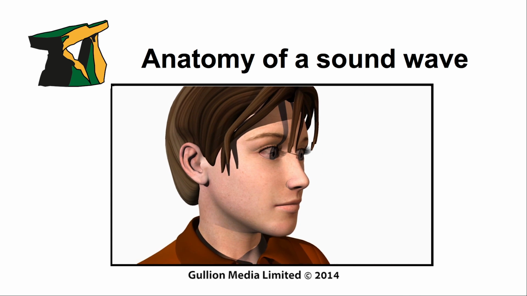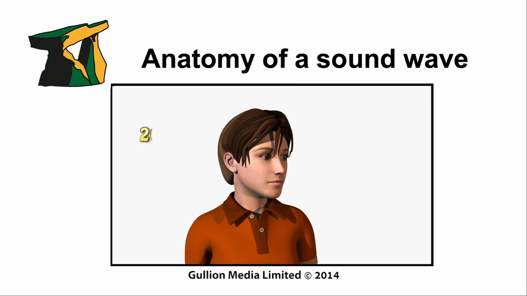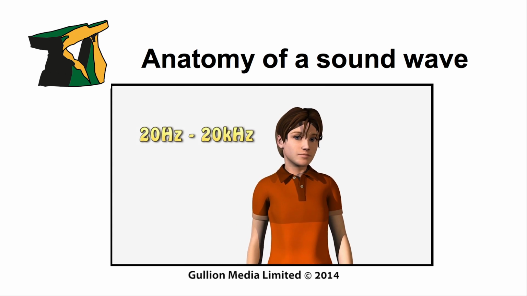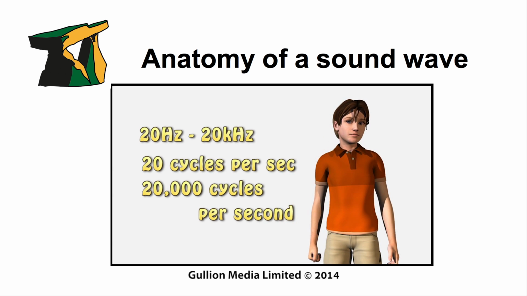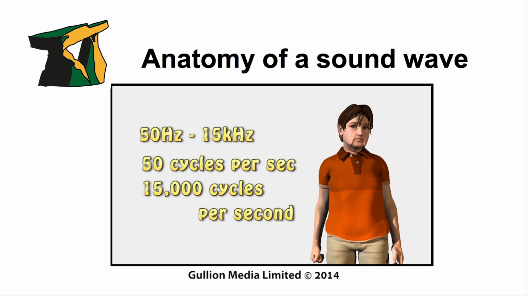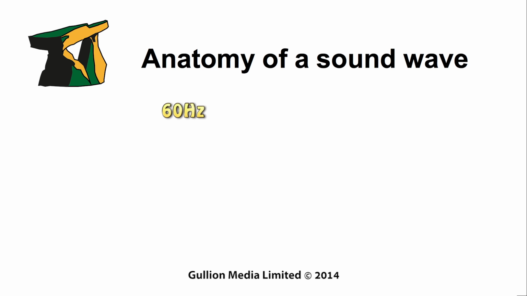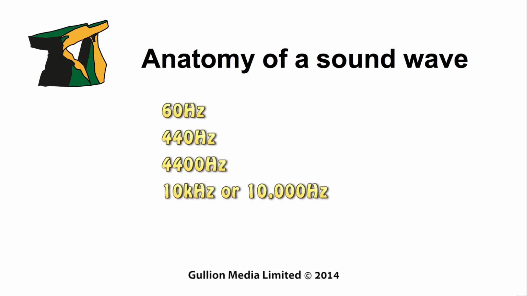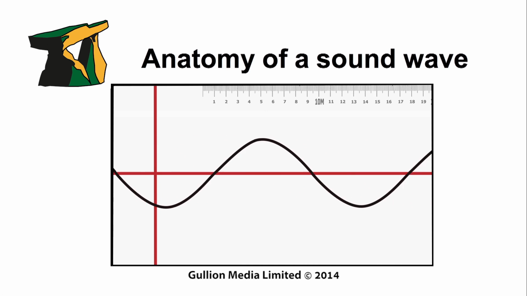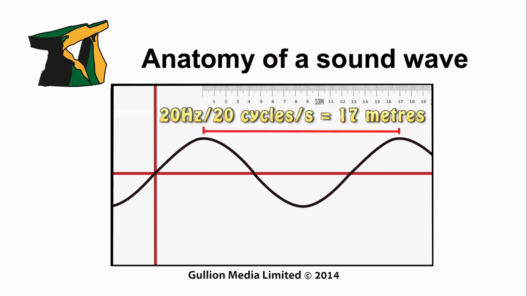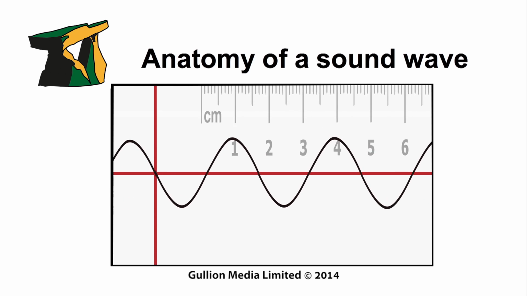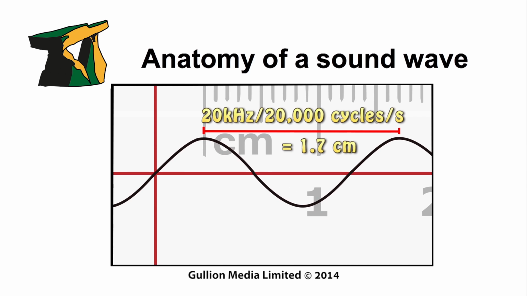The frequencies the human ear is sensitive to range between 20 hertz and 20 kilohertz, or 20,000 cycles per second. This changes as the person grows older, with the range growing shorter. The wavelength of a sound producing 20 cycles per second is 17 meters, whereas the wavelength of a sound at 20,000 cycles per second is 1.7 centimeters.